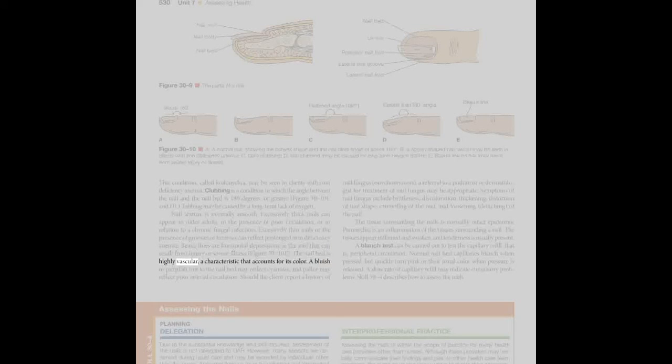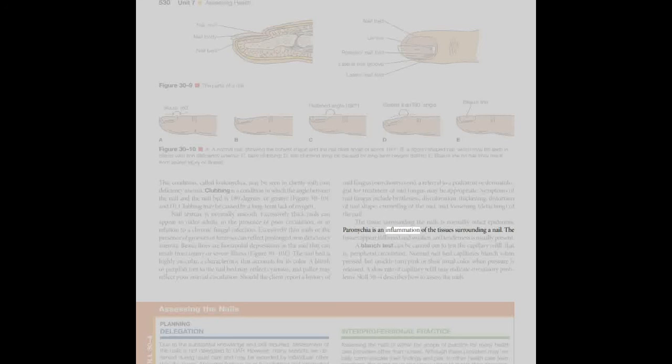The nail bed is highly vascular, a characteristic that accounts for its color. A bluish or purplish tint to the nail bed may reflect cyanosis, and pallor may reflect poor arterial circulation. Should the client report a history of nail fungus, onychomycosis, a referral to a podiatrist or dermatologist for treatment may be appropriate. Symptoms of nail fungus include brittleness, discoloration, thickening, distortion of nail shape, crumbling of the nail, and loosening or detaching of the nail. The tissue surrounding the nails is normally intact epidermis.